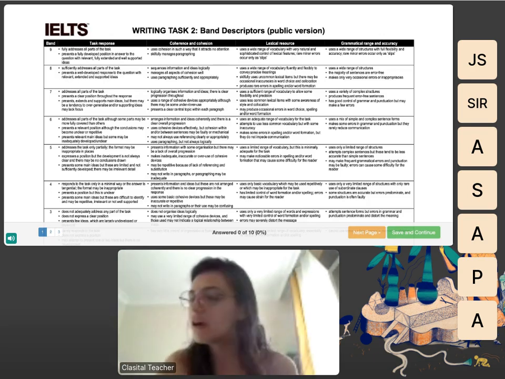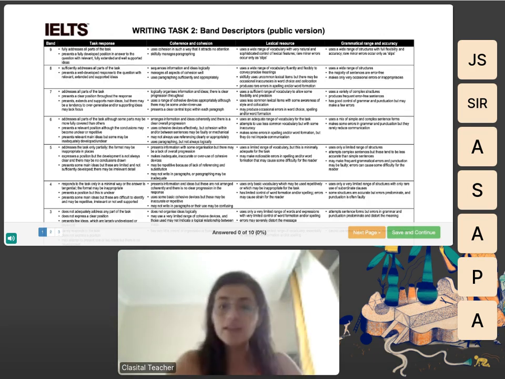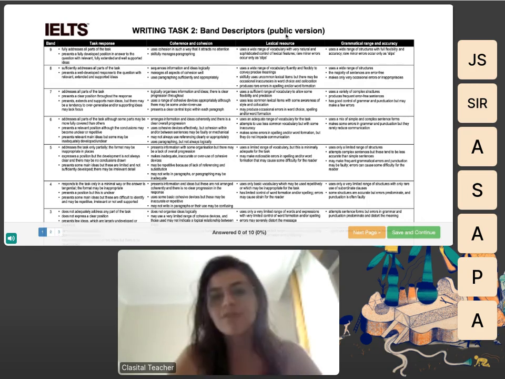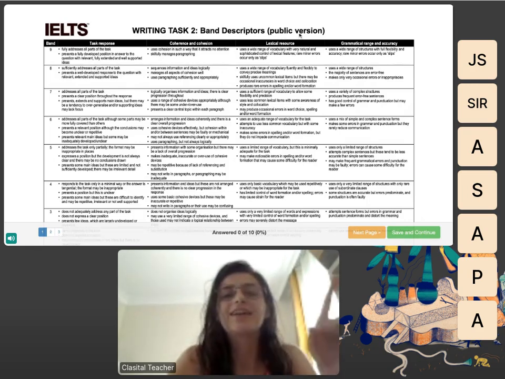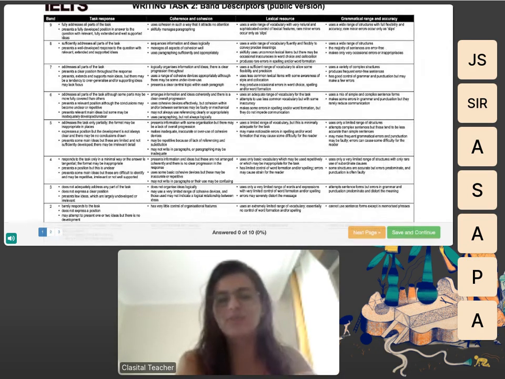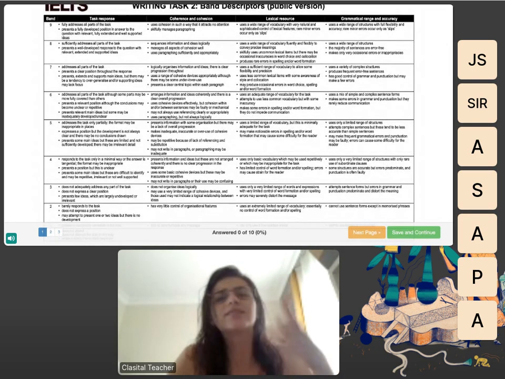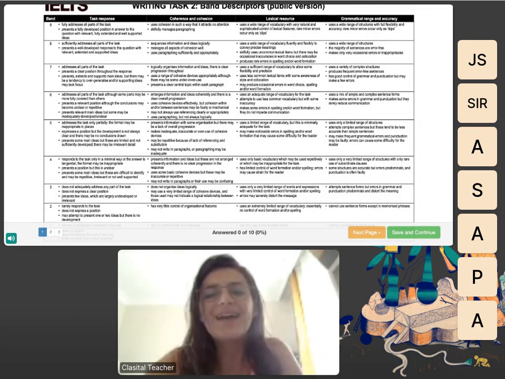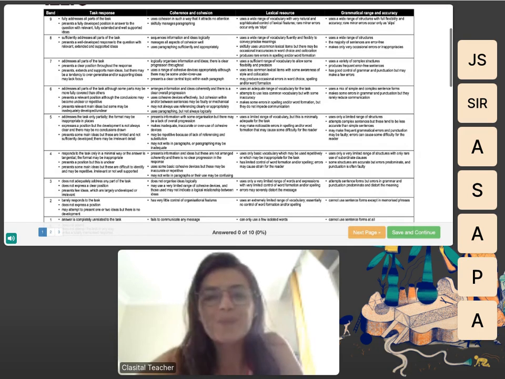Can we get this in PDF? Yes, you can also type writing task 2 band descriptors public version on Google, and you will see the exact same thing on Google, because this is the public version. We've just taken it out of Google as well. Any other questions? Or was that clear? Was that enough, Ansa?